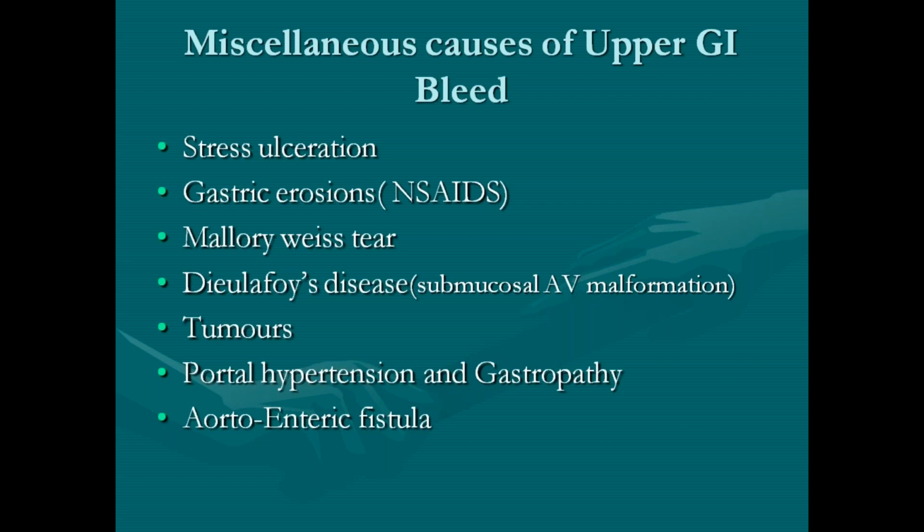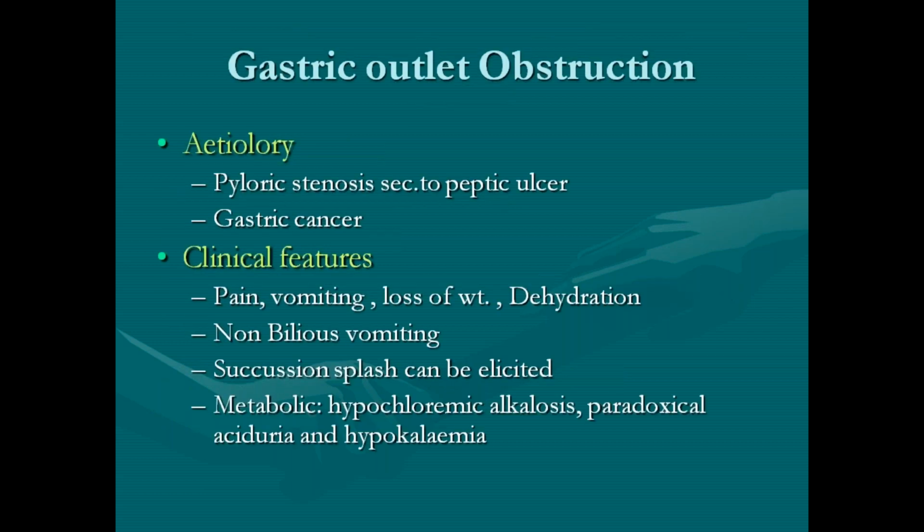You can see upper GI bleed in case of tumors, portal hypertension and gastropathy, and aortoenteric fistula is the least thing we have to keep in mind. Okay, this is all about bleeding, the upper GI bleed and the complication of peptic ulcer, bleeding peptic ulcer. Then the third complication seen in peptic ulcer disease is gastric outlet obstruction.